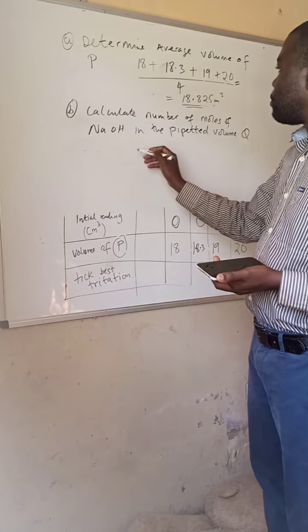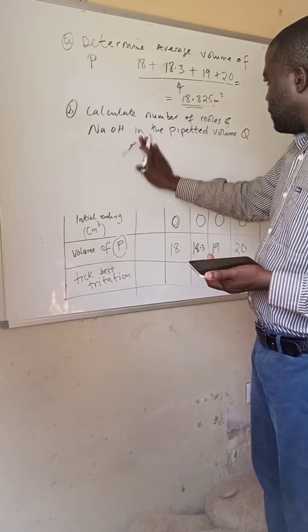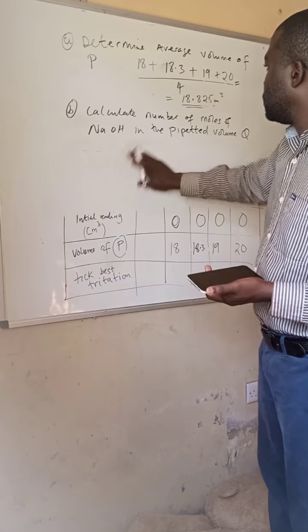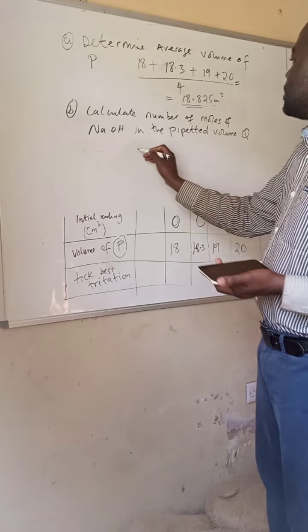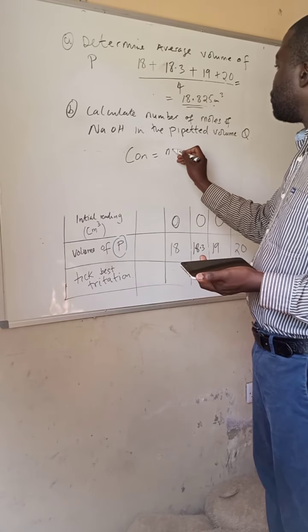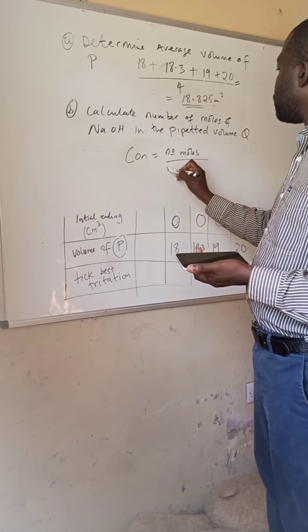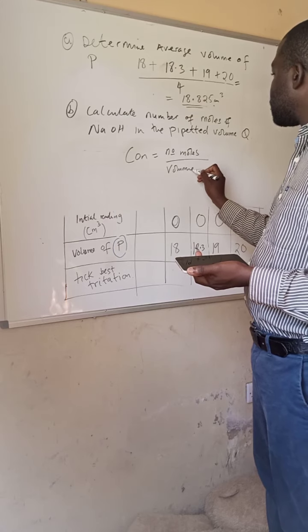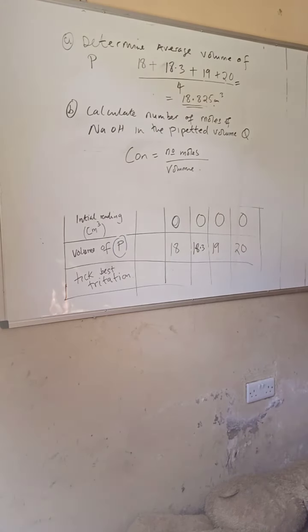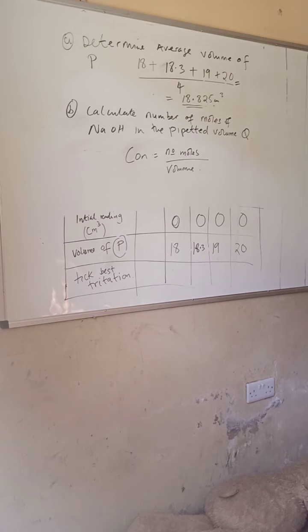Calculate the number of moles. There's a formula I gave you some time back. Concentration is equal to number of moles over volume. So, calculate the number of moles of pipetted volume Q. You remember the concentration of Q? We read it. What step was it on?